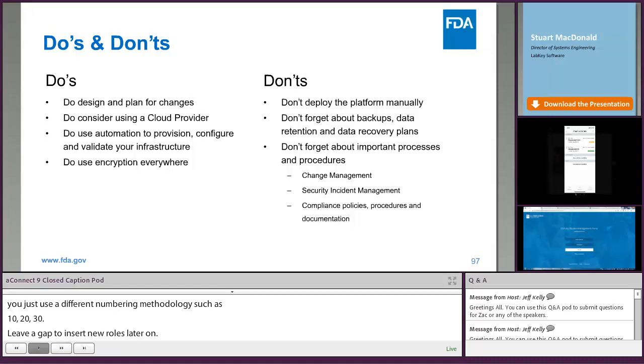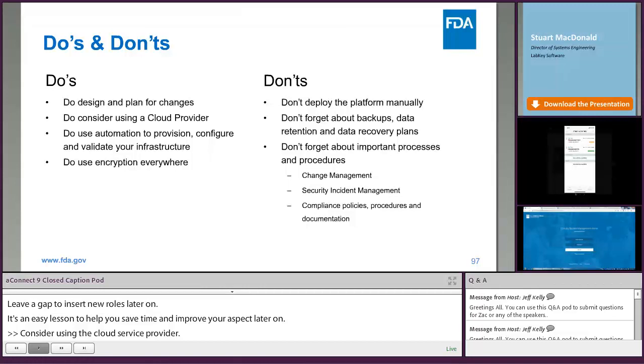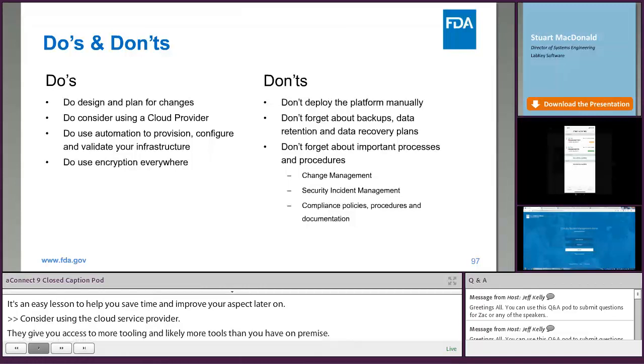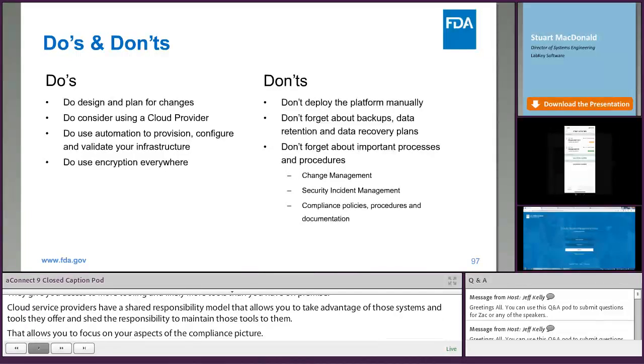Number two on the do side, do consider using the cloud service provider. Cloud providers give you access to more tooling and likely more tools than you have on premise. In addition, cloud service providers have a shared responsibility model that allows you to take advantage of those systems and tools that they offer and shed that responsibility to maintain those tools to them. And that allows you to focus only on your aspects of the compliance picture. And as I've already shared, investing in automation has significant rewards to enforce, audit, and validate the design controls.